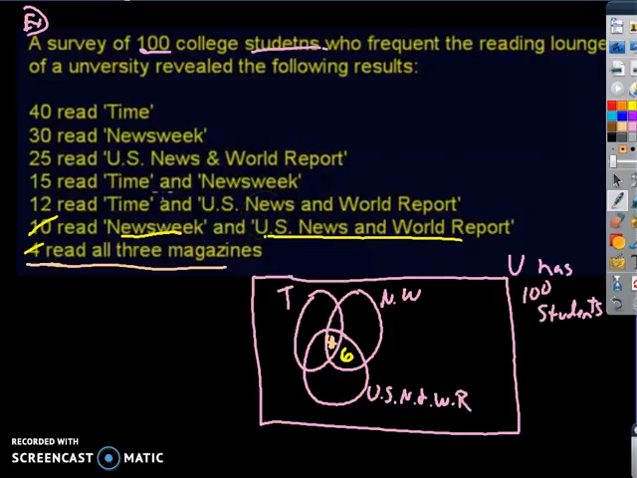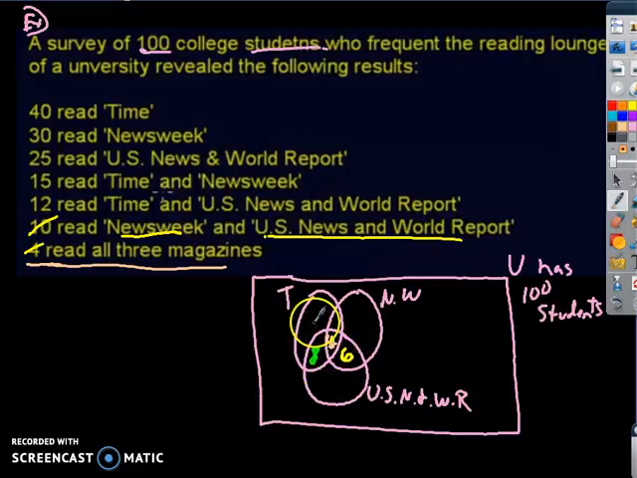All right, so that's true. So here's Time, here's U.S. News and World Reports. So the section overlap is right here. And in that section, there should be 12 people. 4 people have been accounted for here, so it only leaves 8 people left. And that gives you a total of 12 people within this little bubble right here.